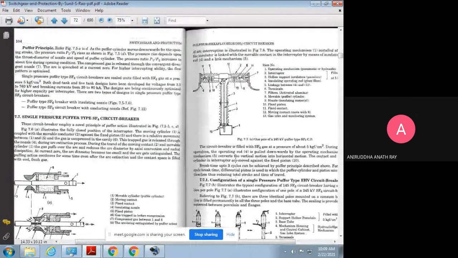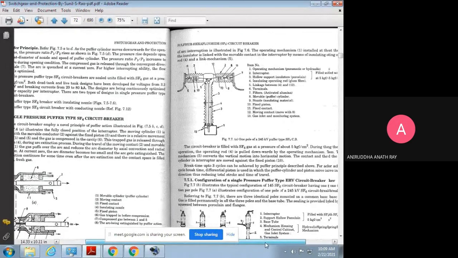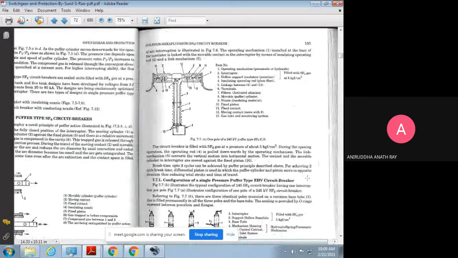The principle of the arc interruption is illustrated in figure 7.6. I've already told you the principle of arc extinction. As you can see, this is the operating mechanism over here. Operating mechanism one is installed at the base of the insulator.